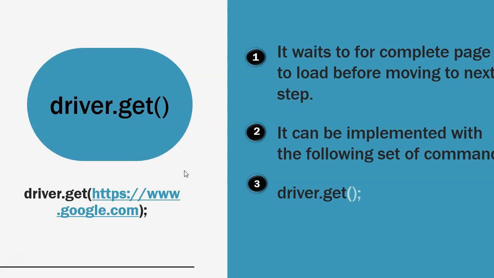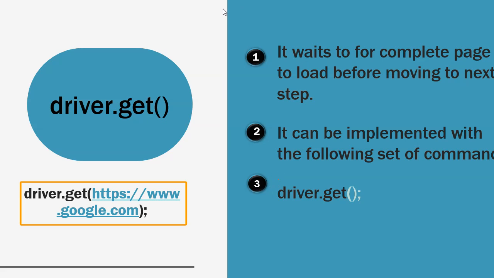First of all, we will see what the use of driver.get is, how we implement this driver.get method in our script, and what the advantages of using driver.get over the driver.navigate method are. We can implement the driver.get method in such a manner: once the driver object is initialized, you just need to mention driver.get and then the URL to which you need to navigate. So let's see the advantages of using this driver.get method.